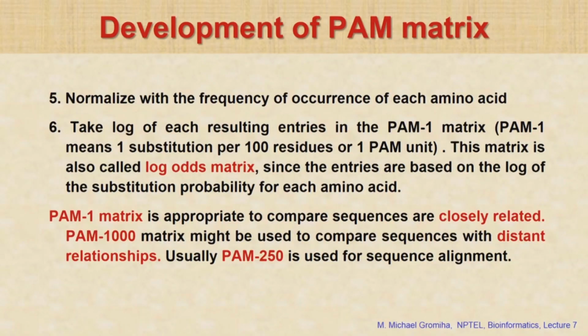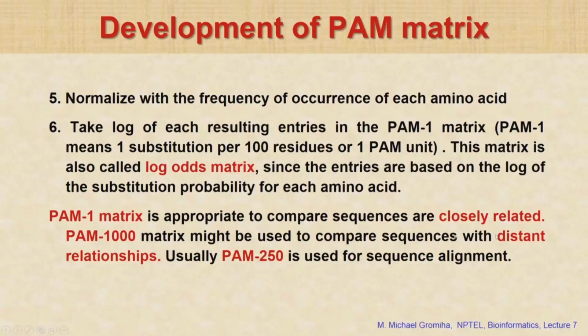Then one has to consider the number of amino acids and the total number of residues in the alignment. Then you take the log of these entries to get this PAM matrix. This is why we also call the PAM matrix a log odds matrix. We can derive the PAM matrix based on various sequence homologies. We can say 80%, 90%, or very low homology.